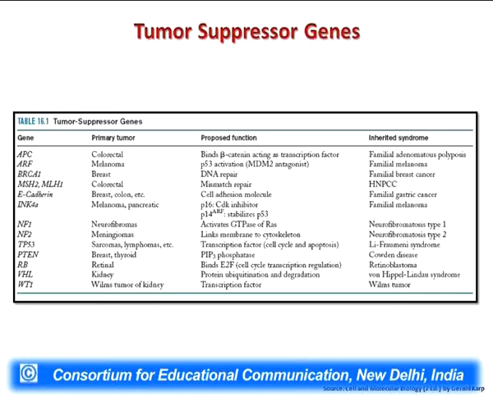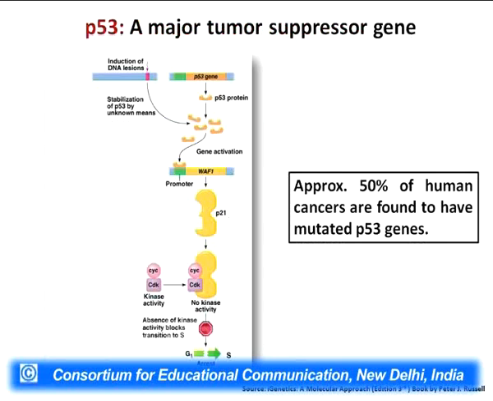Then the other major type is RB, which causes the retinal cancer, or retinoblastoma, and it has been found to cause retinoblastoma in children. So over here I will be taking two examples, one of TP53, the other of retinoblastoma.